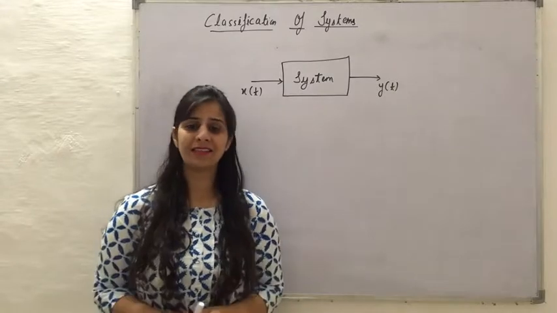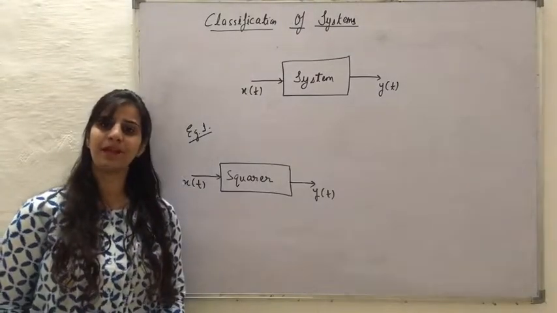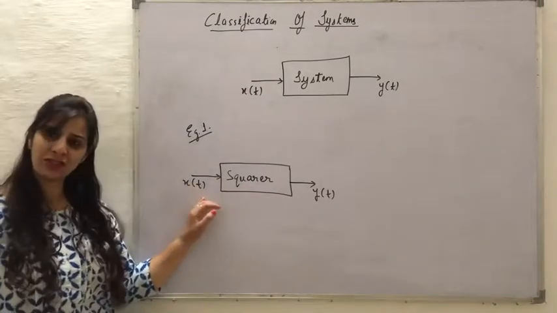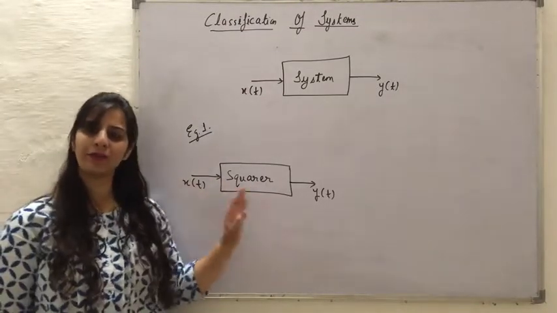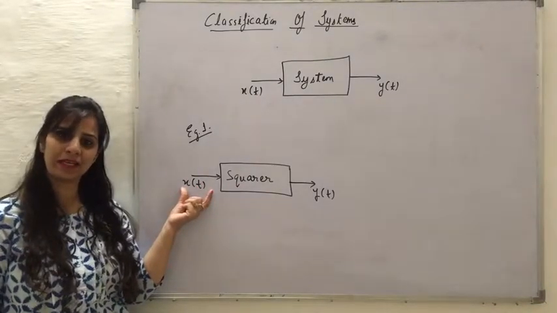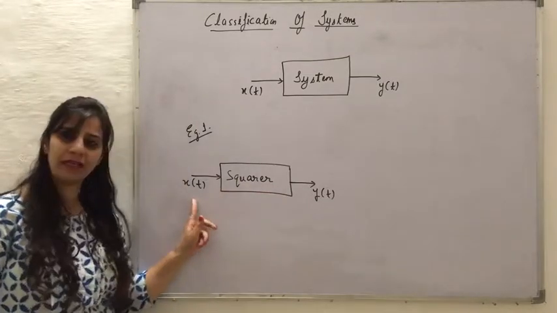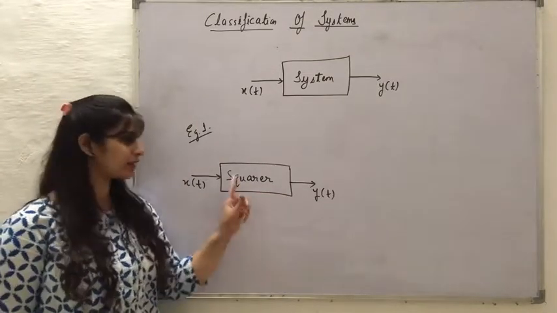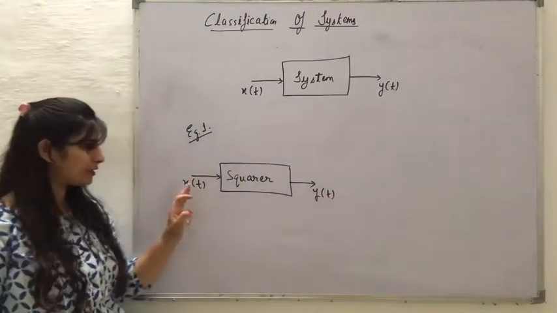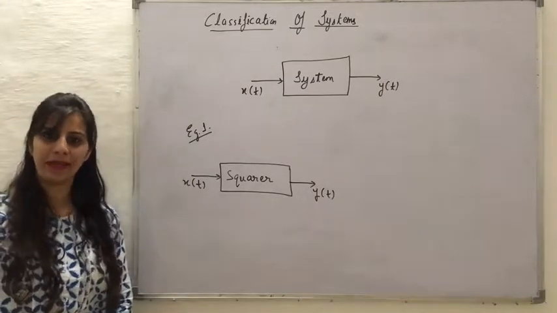We can understand systems by considering some simple examples. The first example that I am considering is a system that takes input as x(t) and produces the square of the input signal. So here we have x(t) as our input signal. Since the system is producing the square of the input signal, it can also be called a squarer. So y(t) will actually be the square of the signal. So y(t) can also be written in the form of an equation, which will be like this.